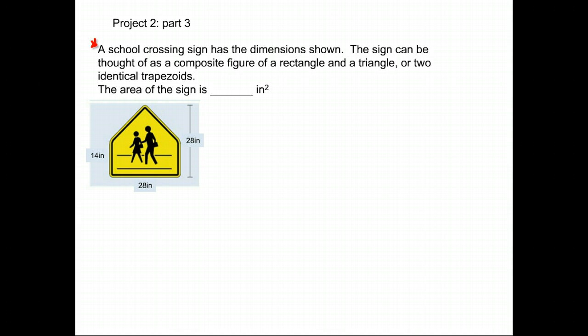So here's the first one. It says a school crossing sign has, pretend like it has the dimensions we've shown here. The sign can be thought of as a composite figure of either a triangle and a rectangle or two identical trapezoids. So you can either cut it this way and make it a triangle and a rectangle, or you can cut it this direction instead and have two identical trapezoids. It's really up to you which one you want. Would you like to do two identical trapezoids or a rectangle and a triangle? I'll let you choose.